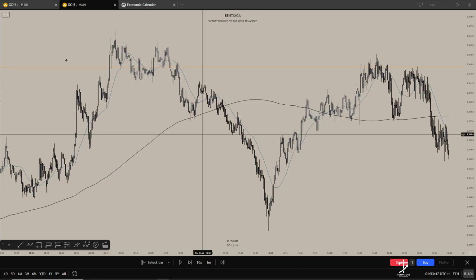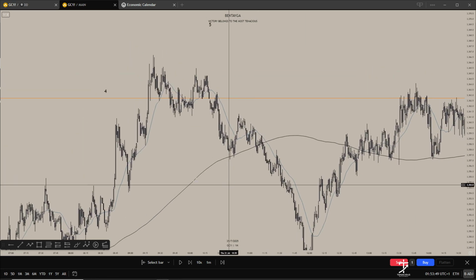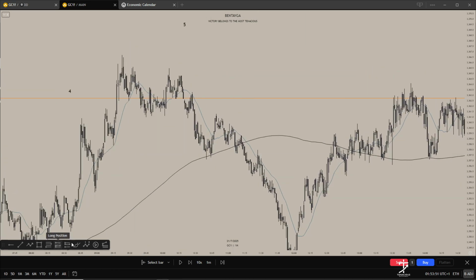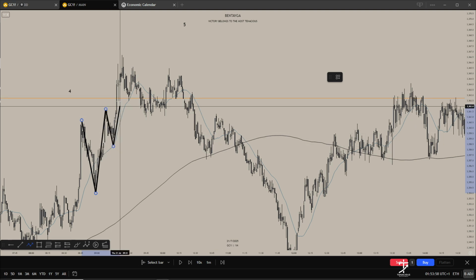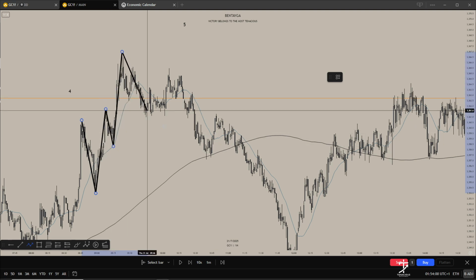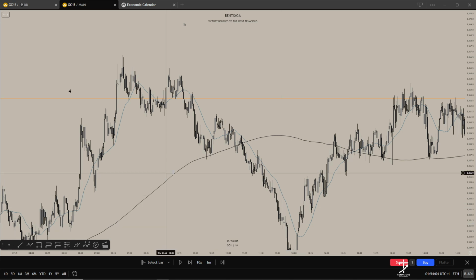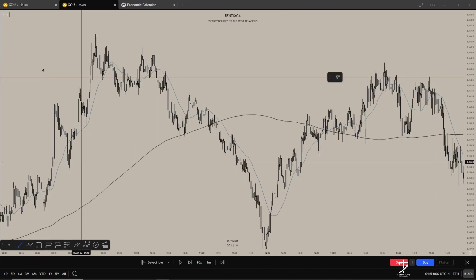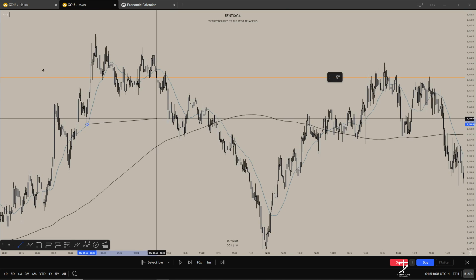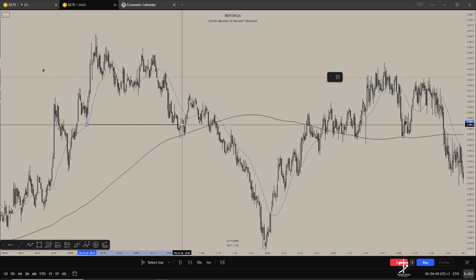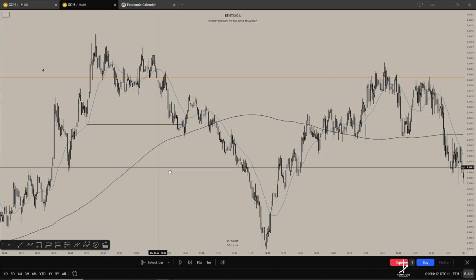technically, if we're looking at price from a structural point of view, what did we end up doing? So we ended up making a low, high, low, high, lower low, lower high, lower low. So that's the first indication that price has flipped.